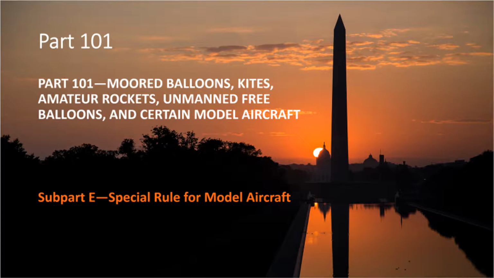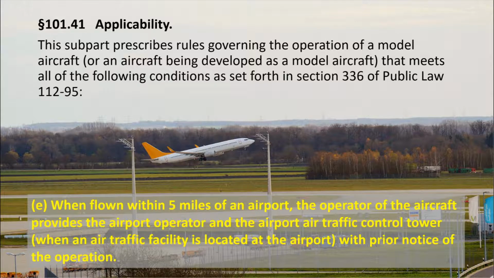This lesson deals with 14 CFR Part 101, Subpart E, the special rule for model aircraft. Specifically, we'll look at paragraph E, notifying airport operators and air traffic control towers when flying within 5 miles of an airport.